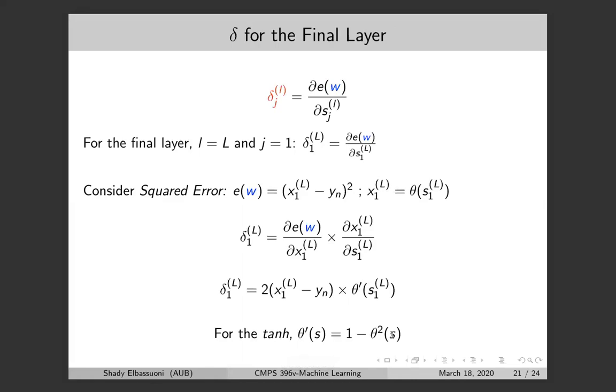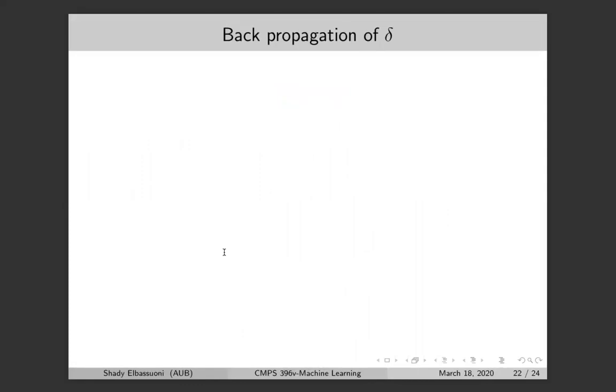So now I can compute delta 1 of capital L. It's nothing but 2 x1 of L, which I already computed. It's my prediction given the current weights minus the label of the point that I'm looking at, because I'm doing stochastic gradient descent. And I have theta dash of S1 of L, which is 1 minus theta square of S1 of L. I know S1 of L given the current weights, since I've already computed the signal for the output neuron. So I have delta 1 of L, it's some number. Now I'm going to back propagate it to the previous layers.